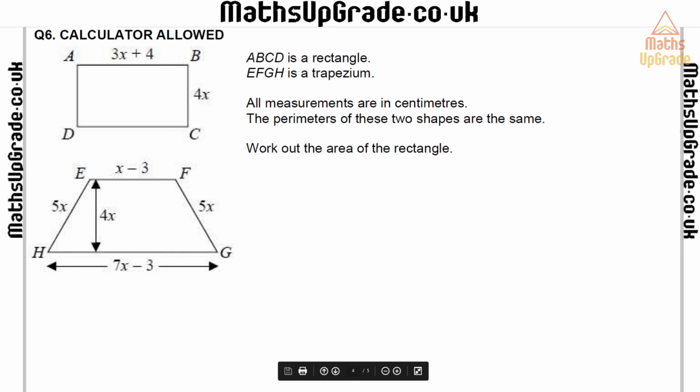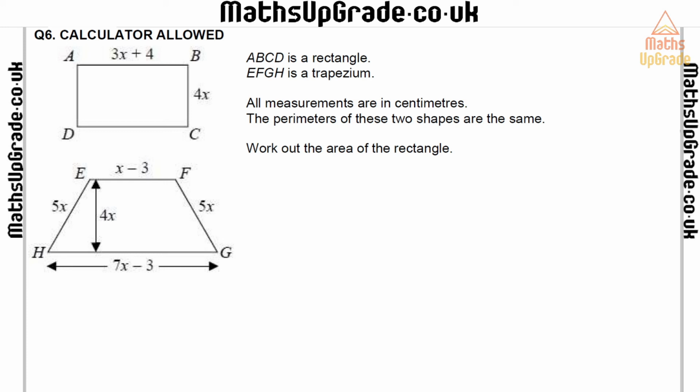For question 6, I've got two shapes here, a rectangle and a trapezium. All the measurements are in centimeters and I'm told that the perimeters of the two shapes are the same, but I have to work out the area of the rectangle. So this question is worth 5 marks.